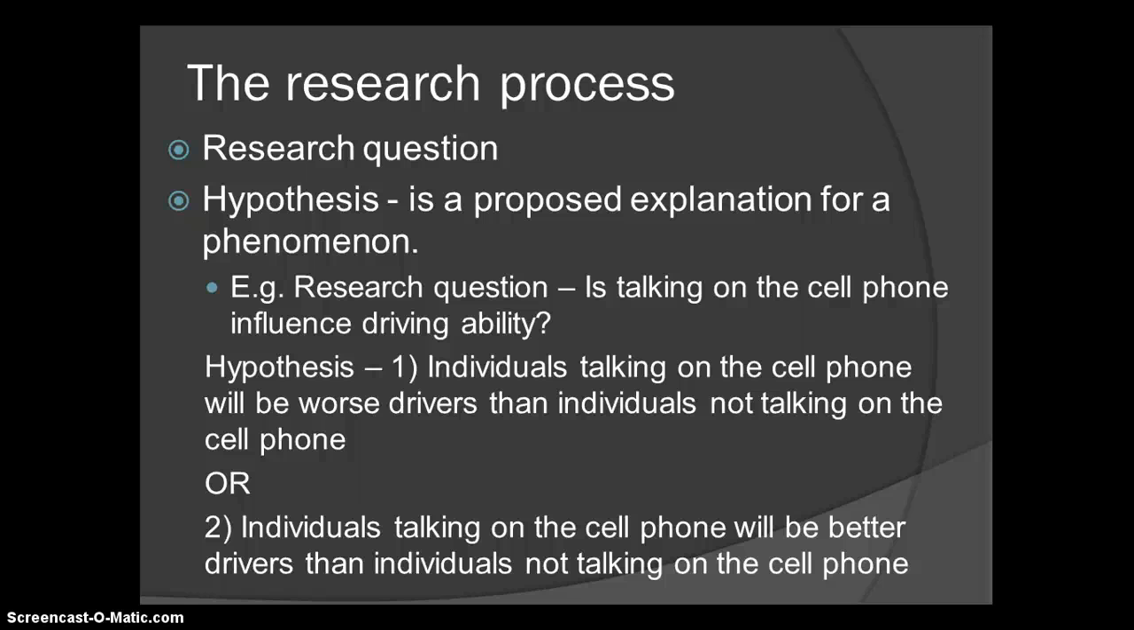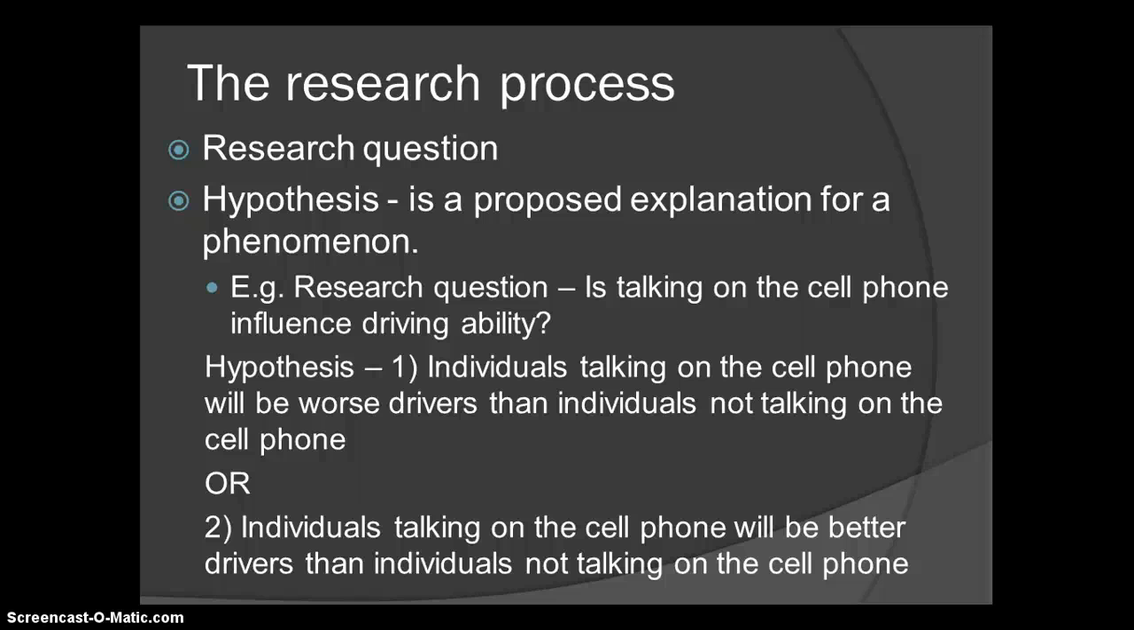The research process, in general, has several steps. First of all, we ask a question, the research question that we're interested in. Then we propose a hypothesis, which is a proposed explanation for a phenomenon. The research question is an actual question, whereas the hypothesis is a statement of what we think is going to happen.